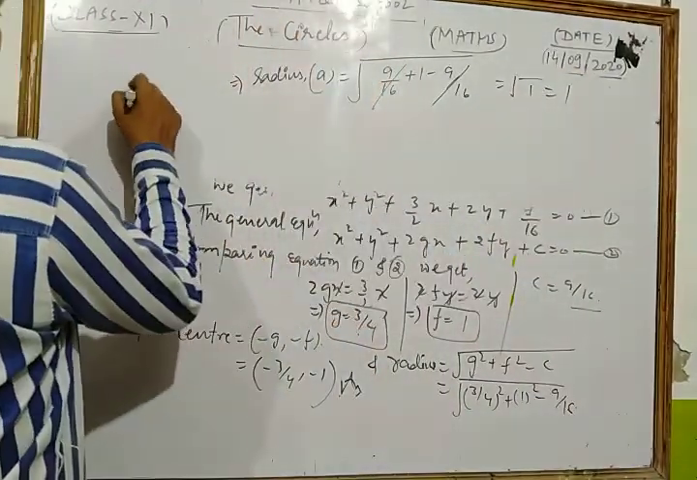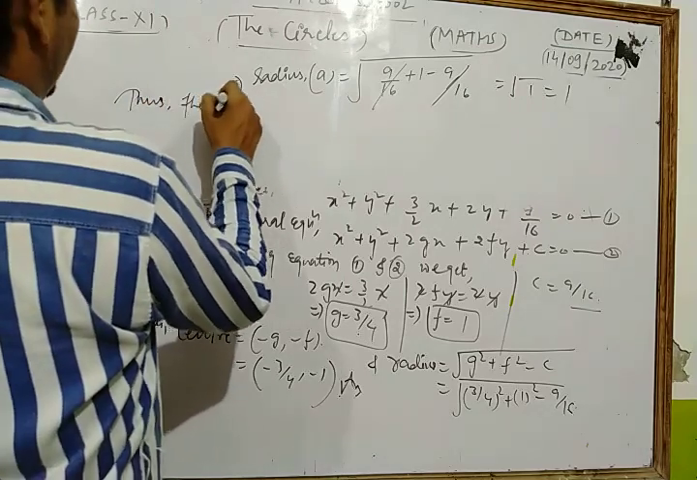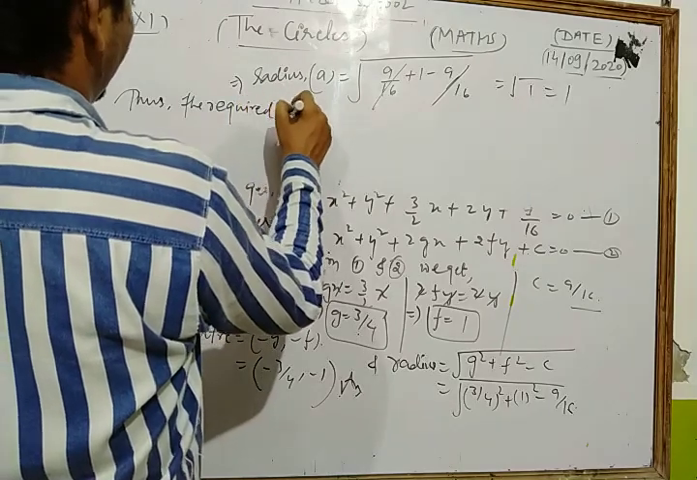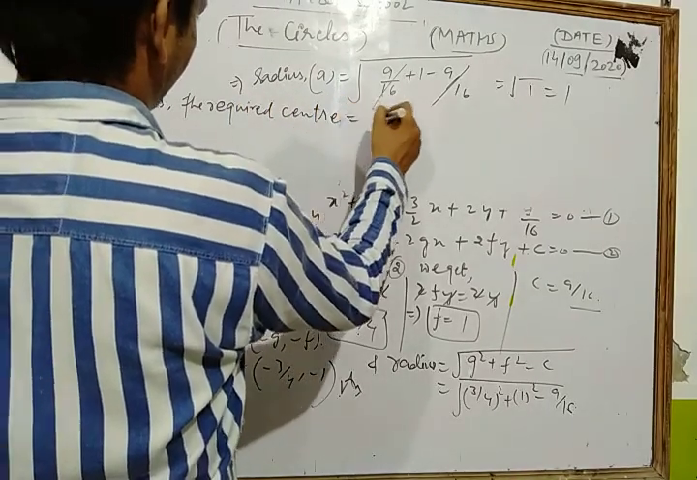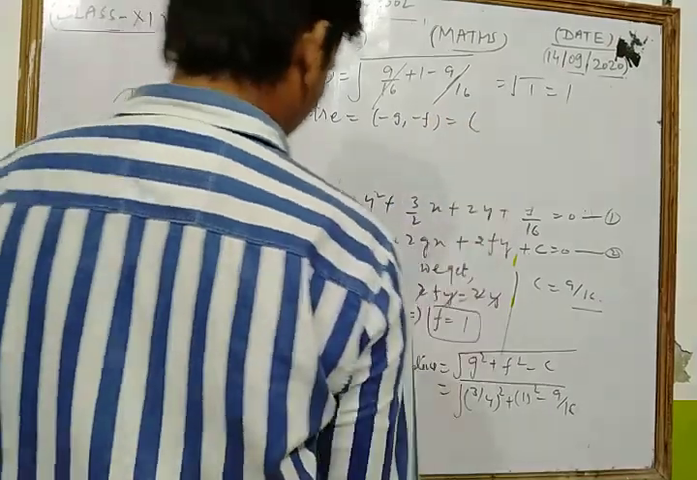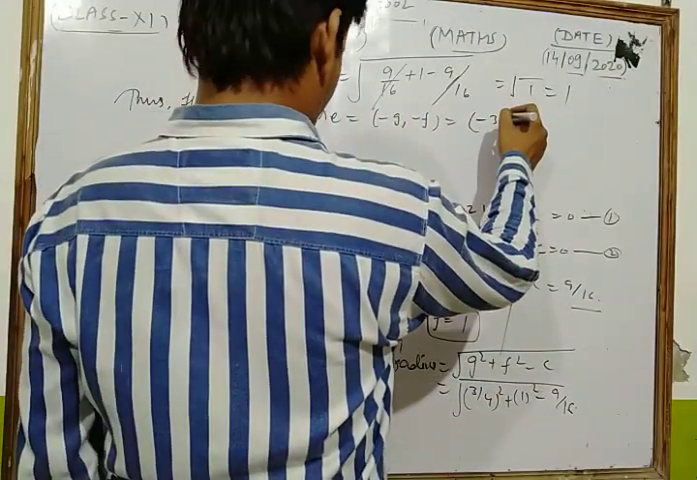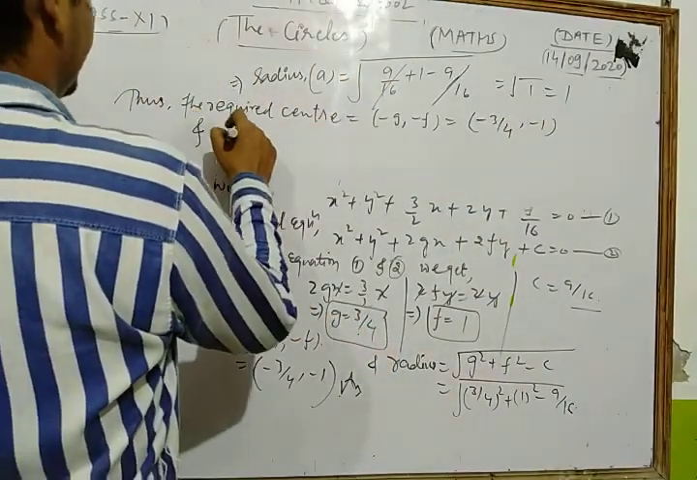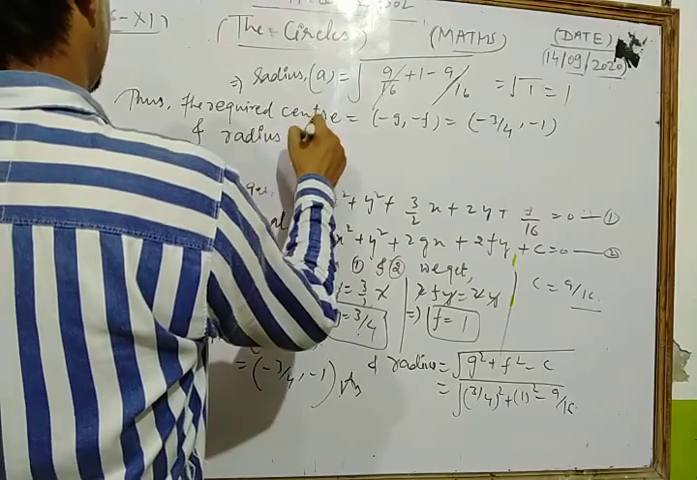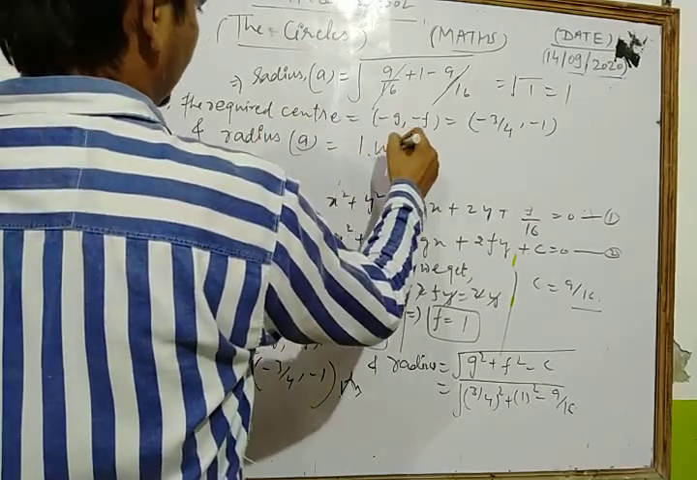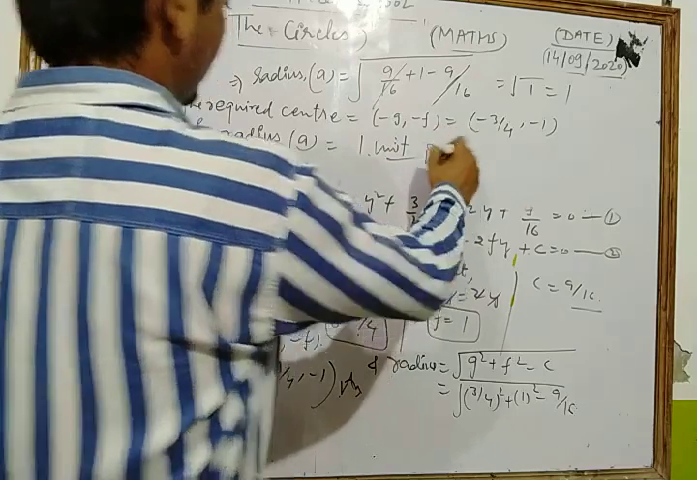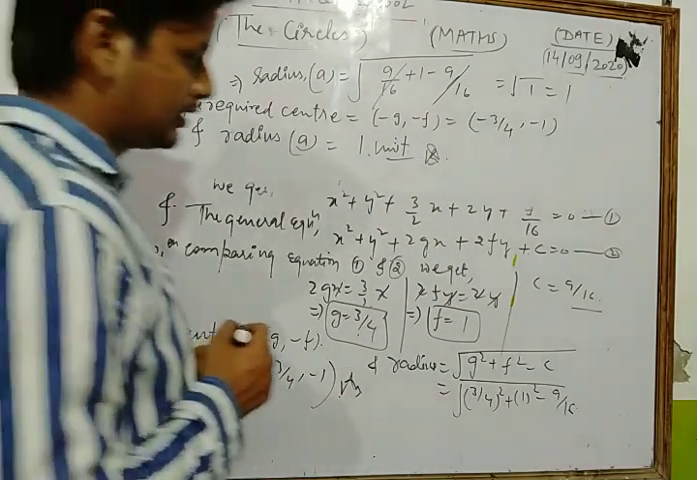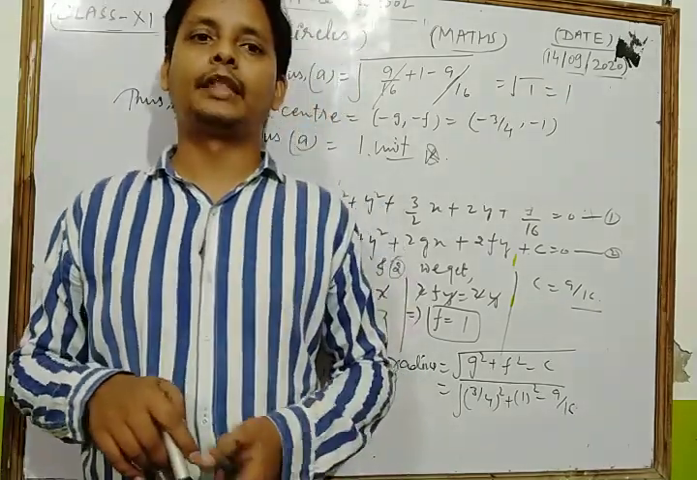Thus, the required center is (−g, −f), which is equal to (−3/4, −1), and the radius will be 1 unit. This is our final answer.